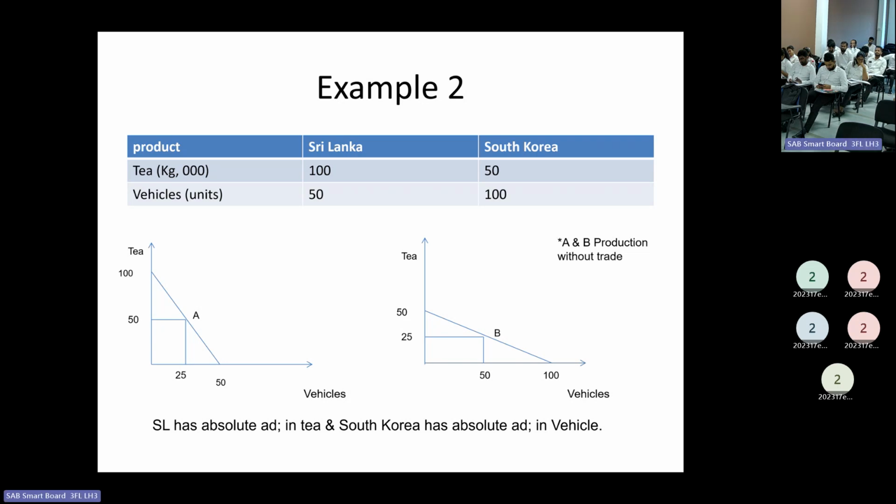And when it comes to South Korea, by the 50 units of tea or 100 units of vehicles, the production possibility explains two lines, and they produce at point B, 25 units of tea and 50 units of vehicles. Now, which country has absolute advantage in producing tea and vehicles, if you compare Sri Lanka and South Korea?